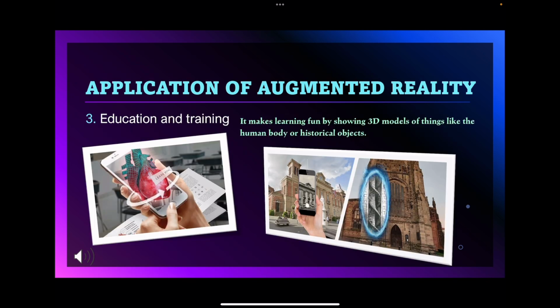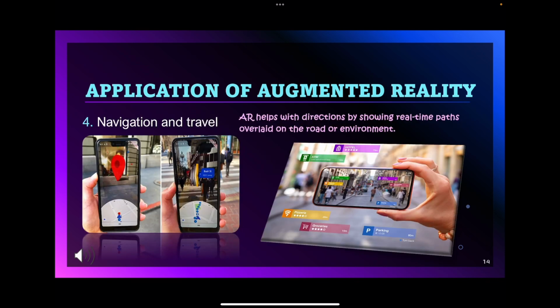The third application of augmented reality is education and training. AR can bring textbooks to life by overlaying 3D models, animations, and interactive content such as the human body or historical objects, which makes learning more engaging and effective. The last application of augmented reality is navigation and travel. AR can provide real-time directions, points of interest, and other navigation aids overlaid onto the user's view of the real world. Besides that, tourists can use AR to access historical information, translations, and interactive guides while exploring new places.